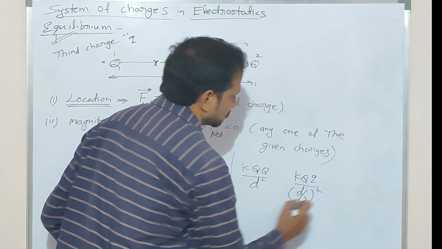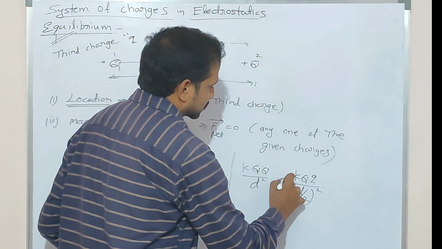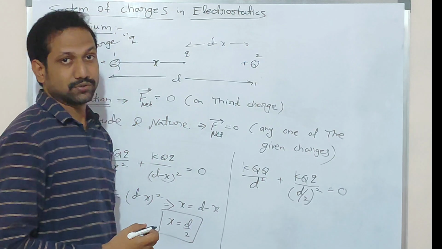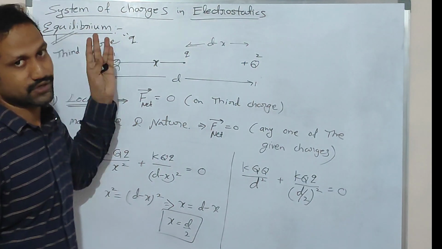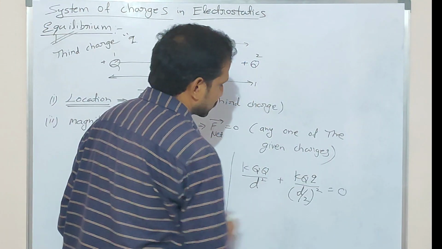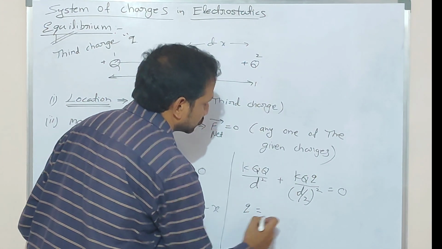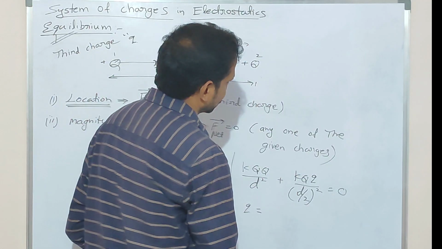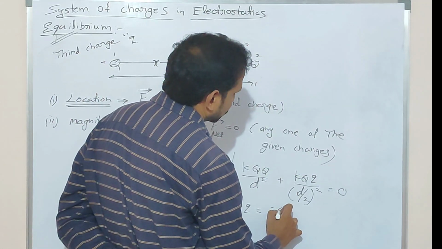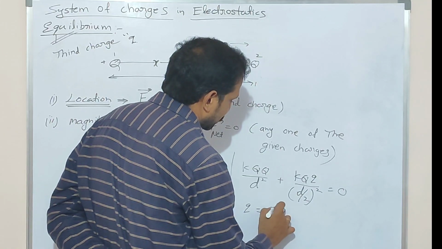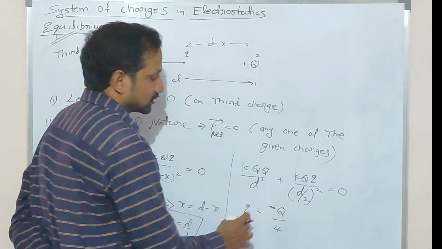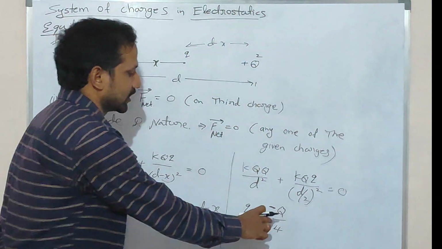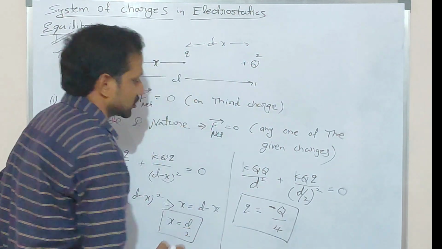You substitute, you will get d by 2 square. Of course, the sum of these two forces again must be equal to 0. Why are they 0? Again the same, the condition for equilibrium. If you solve this, trust me, you will get small q equals k capital Q by d square going to 0, and small q is going to be minus Q by 4. The minus indicates that you have to place the negative of the plus Q by 4. That minus indicates it is an unlike charge.